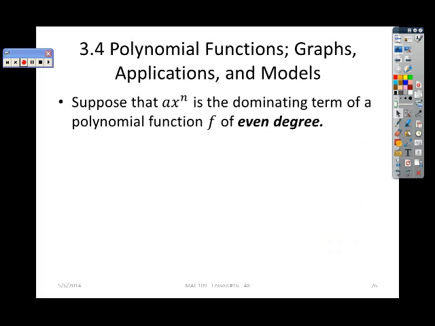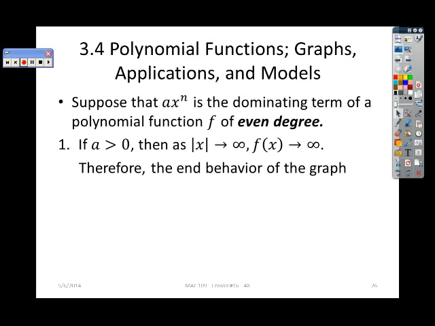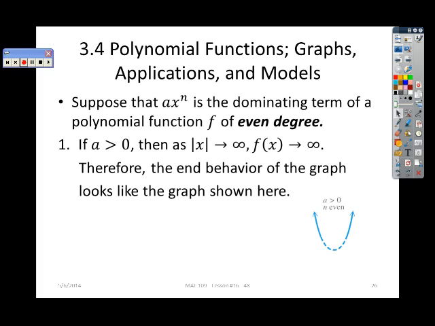What if it's an even degree function? 2, 4, 6, 8, etc. Parabola, if that's positive, it opens up. Negative, it opens down. Same thing's true no matter what the even function is. If that A is positive, it opens upward. If it's negative, it opens down. Those two ends go the same direction. Up when positive, down when negative.